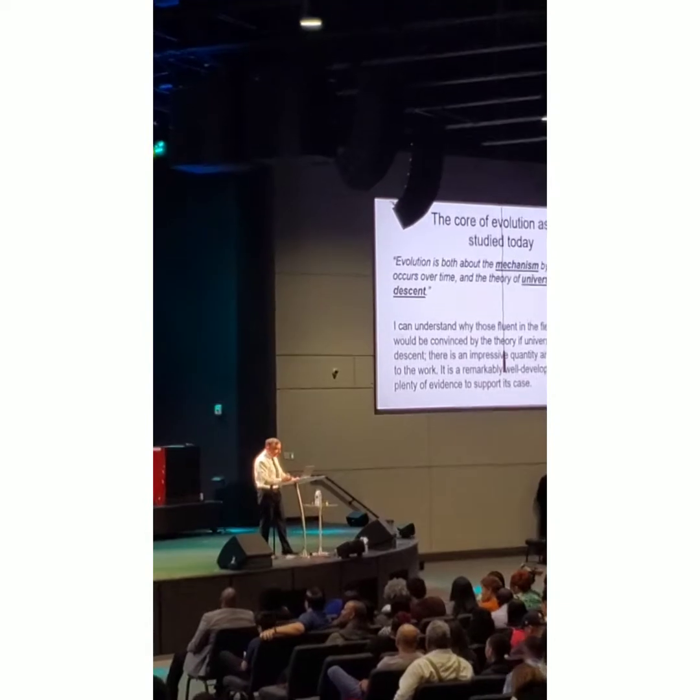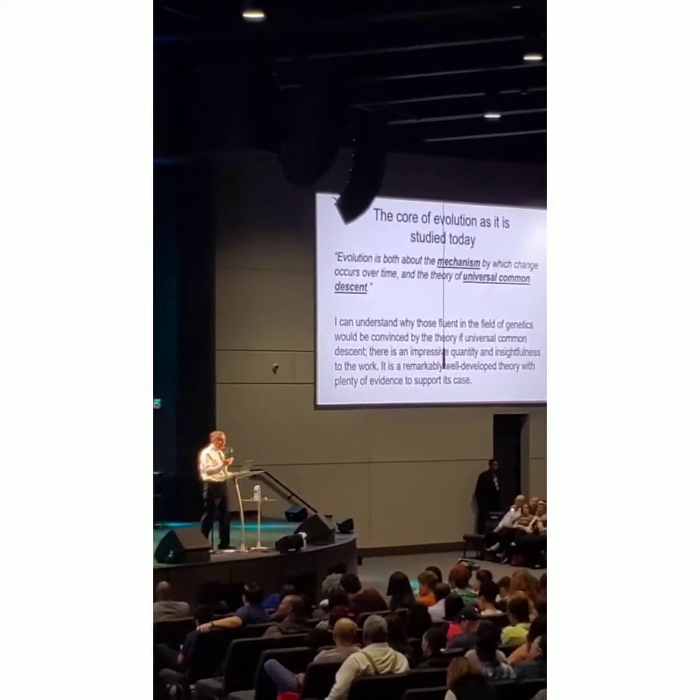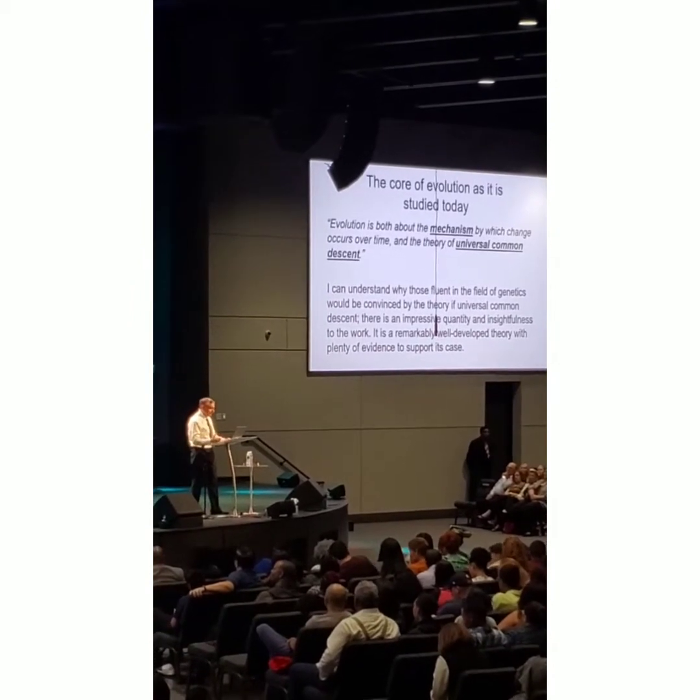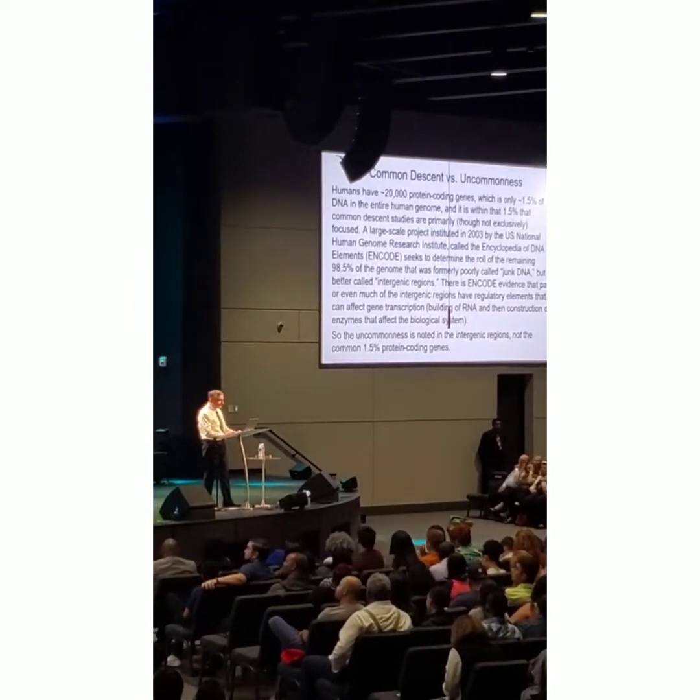Evolution is both about the mechanism by which change occurs over time and the theory of universal common descent. The theory of universal common descent has a remarkable amount of data going for it. But there are some problems there. Let's look at some of the problems.